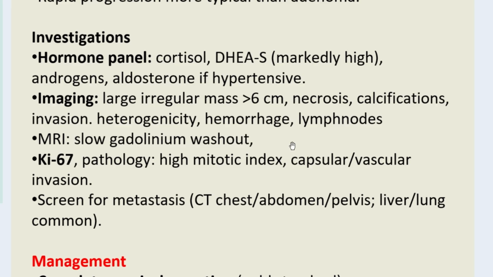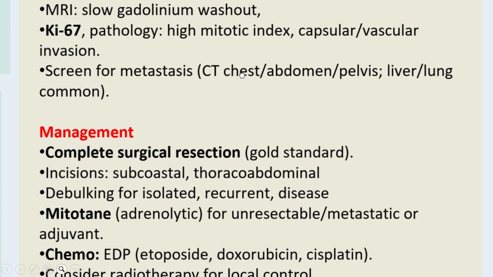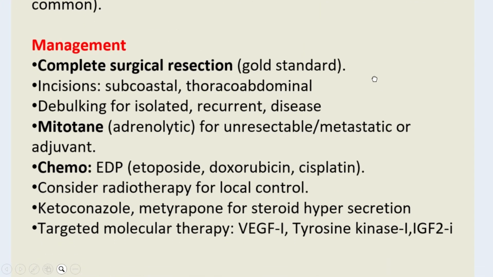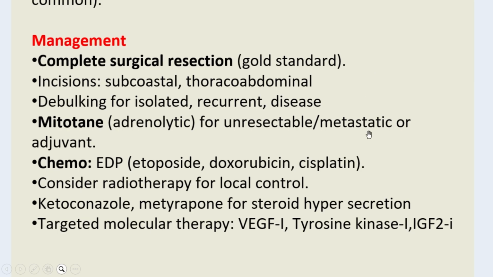So the management is going to be complete surgical resection, and that is the gold standard. You want to remove everything en bloc with any associated structures. If the cancer has invaded anything around it, you want to go with that too. Laparoscopic incision is not necessarily used. We have the subcostal and the abdominal, and then we can do debulking for isolated or recurrent disease where you can reduce some of it.